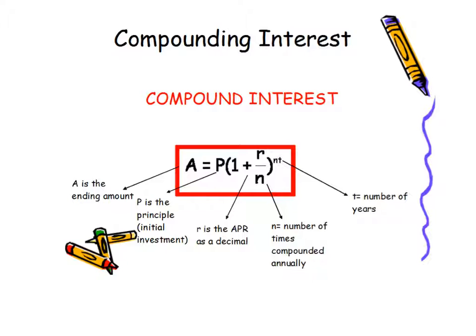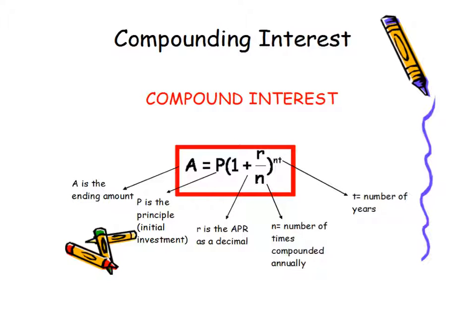Let's talk about this formula. A is your ending amount. As always, that's the amount you're shooting for. P, this first number, is always that initial value. We call that the principal. The money you put into the account is the principal. This is going to be your growth rate right here. You start off with 1 to account for what you already have, plus this is what you're going to be earning.